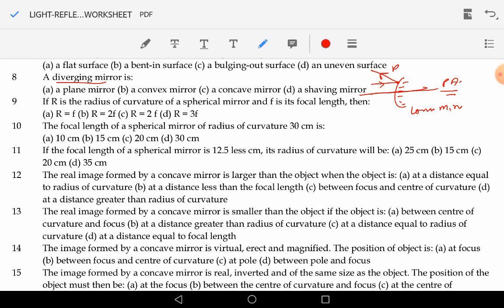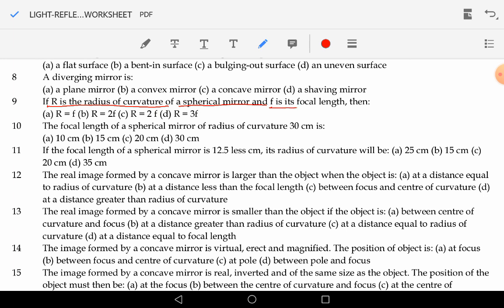Because the reflected ray is going away from the principal axis after reflection, it is called the diverging mirror. So our answer is going to be convex mirror. Plane mirror is not diverging, concave mirror is converging, and here they have tried to confuse us by writing shaving mirror, and a shaving mirror is nothing but a kind of concave mirror only. So our answer is B part.